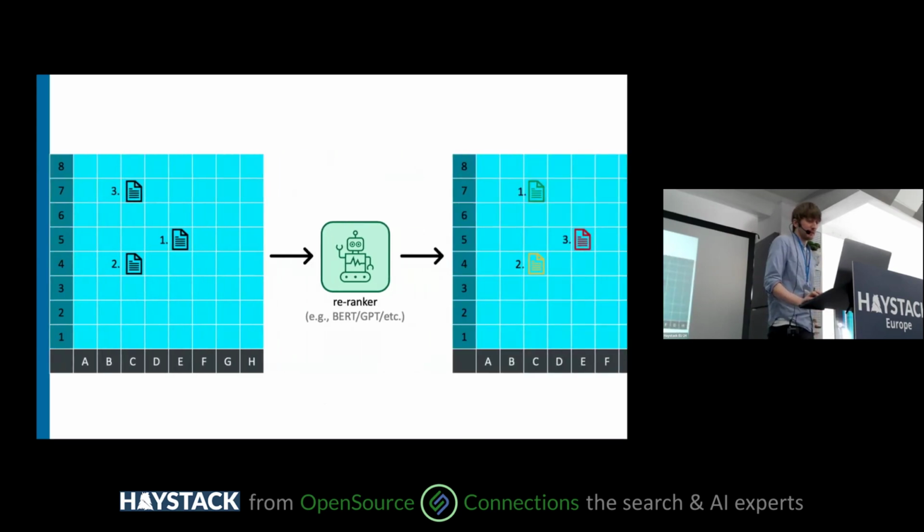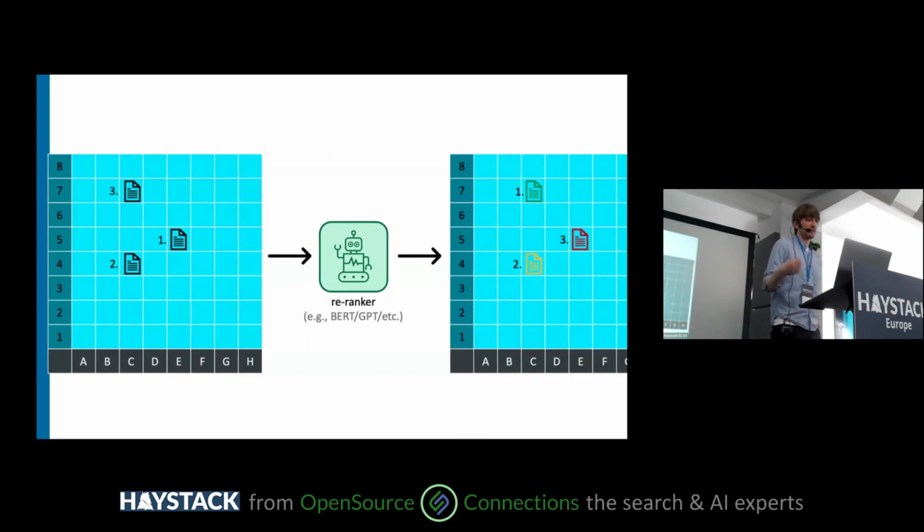And your re-ranker gives some new information. So maybe this document up there at position C7, that's now the first top ranked document. That's a really good document for this query. And this one over here at E5 is not so great.